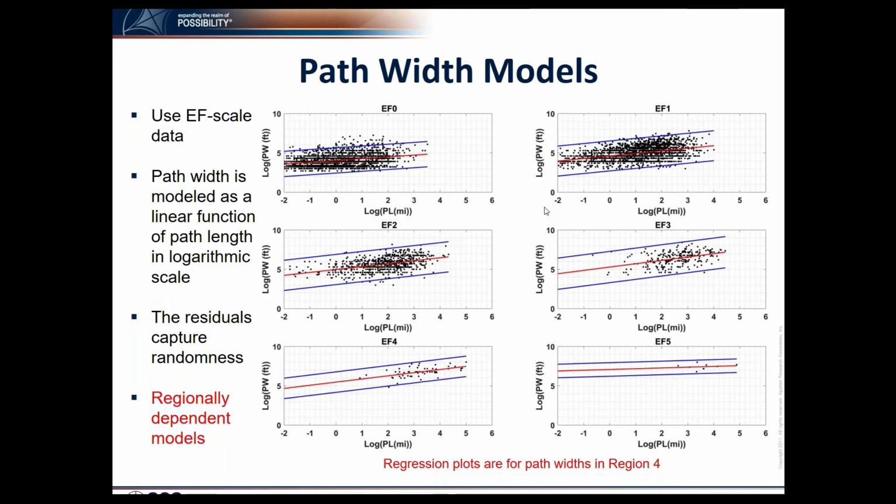The path width is found to be correlated with the path length, so we modeled it as a function of the path length. Here we are showing the regression model of the path width for region 4. The red line shows the regression fitted line, and the blue lines are the ±2 standard deviation lines.